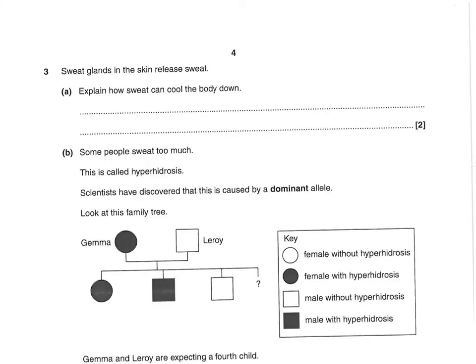Next question, sweat glands in the skin release sweat. Explain how sweat can cool the body down. Again, 2 marks for this. So first mark saying that the sweat evaporates. You've got to use the word evaporates. So there's your first mark, that the sweat evaporates.